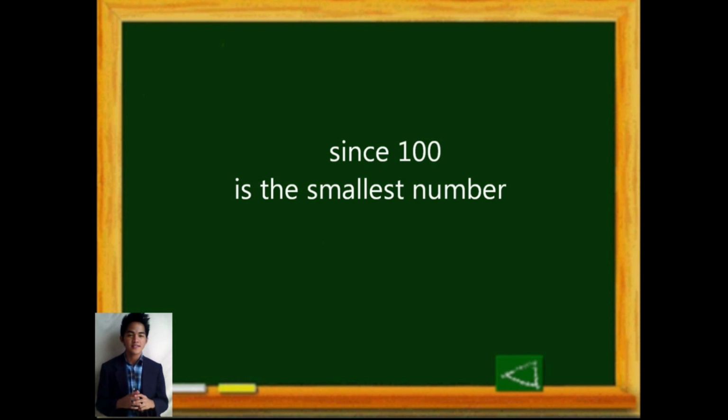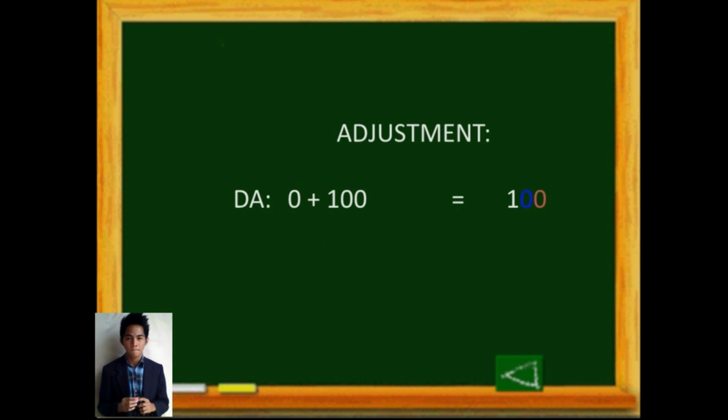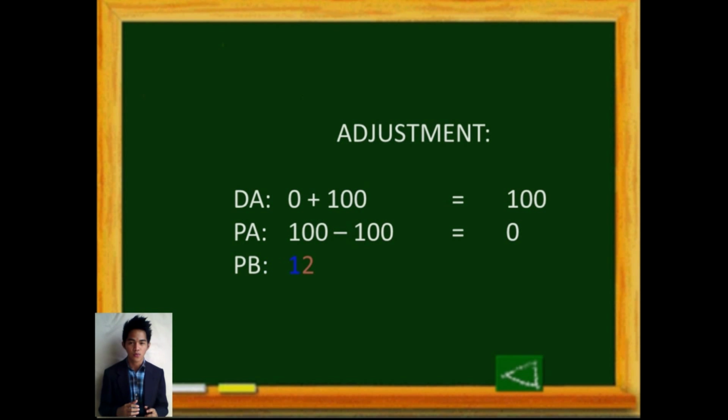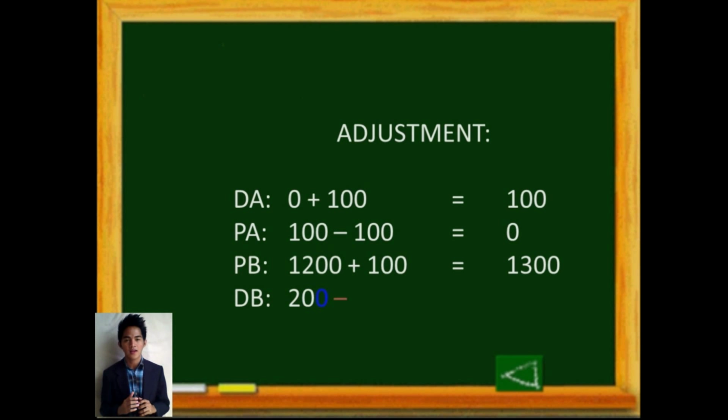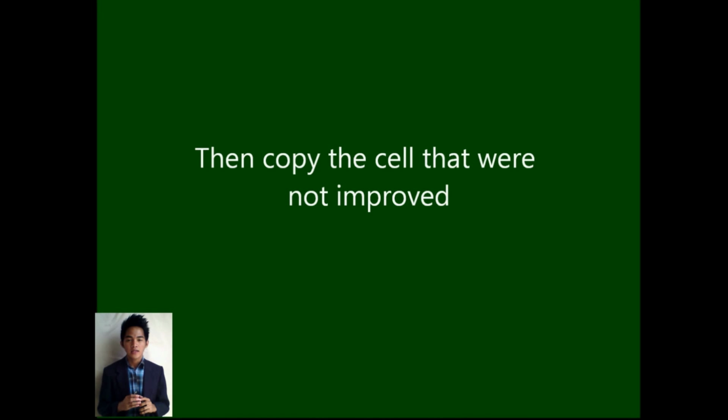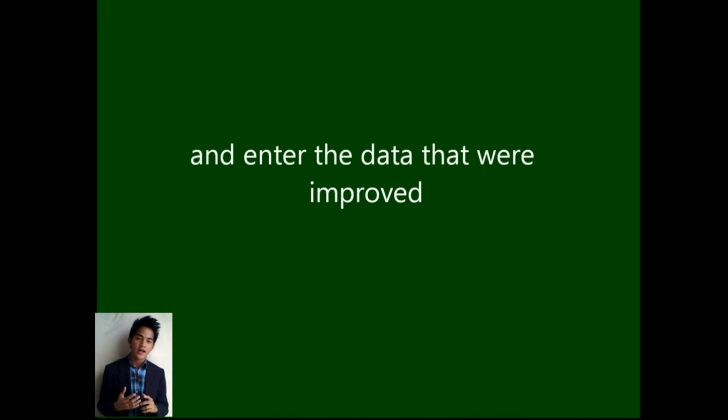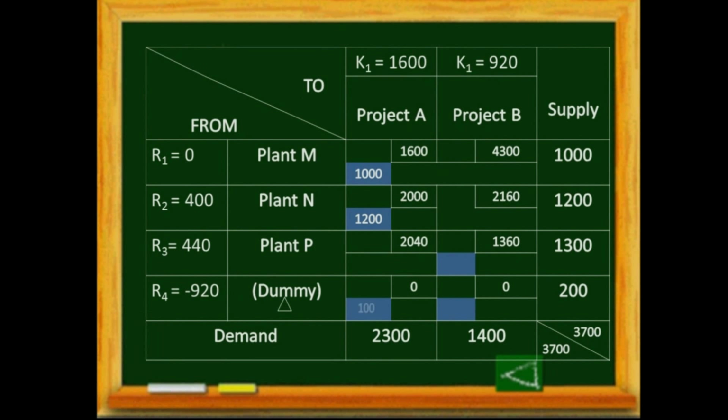Since 100 is the smallest number, then BA, 0 plus 100 is equal to 100. PA, 100 minus 100 is equal to 0. PB, 1,200 plus 100 is equal to 1,300. DB is equal to 200 minus 100, which is 100. Then copy the cells that were not improved. Enter the data that were improved as well.